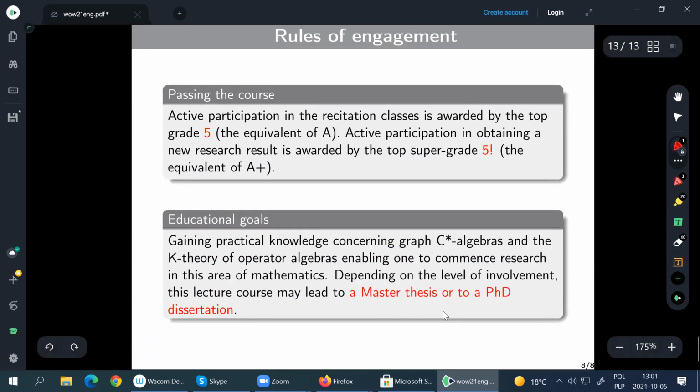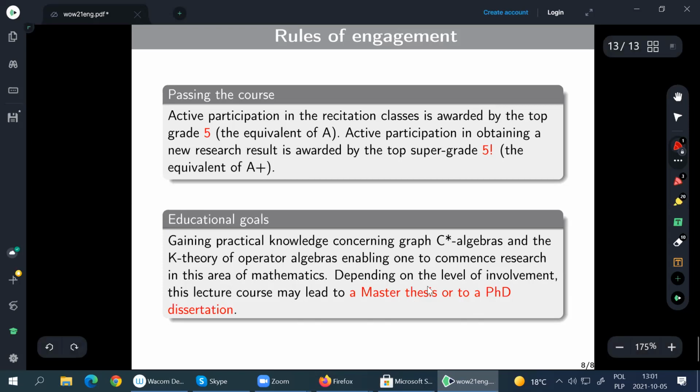Okay, and this is the last slide, the last part of the last slide. What are educational goals? Well, let me just read it out. The educational goal for this course is gaining practical knowledge concerning graph C*-algebras and the K-theory of operator algebras, enabling you guys, if you wish, to commence research in this area of mathematics. So depending on the level of involvement, this lecture course might lead to a master thesis or to a PhD dissertation. Okay, so I think that's enough of a general blah, blah, blah. I spent exactly 45 minutes on it.